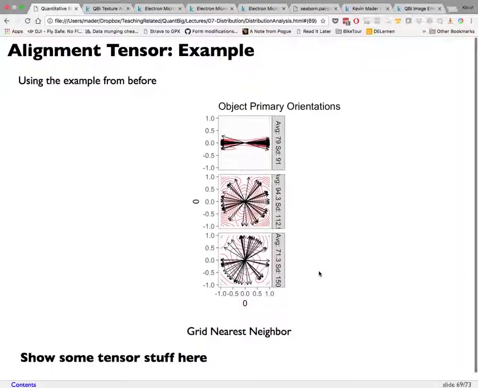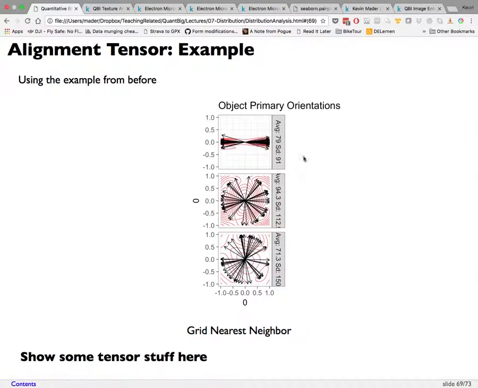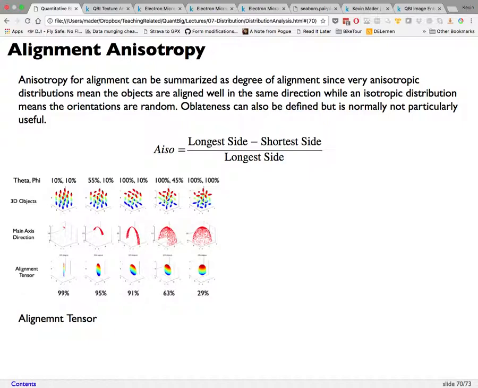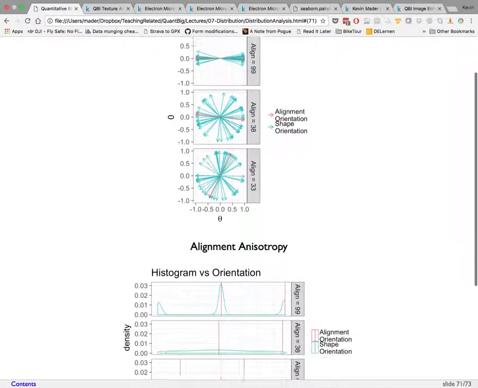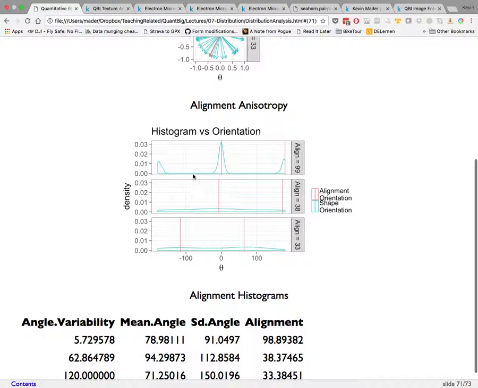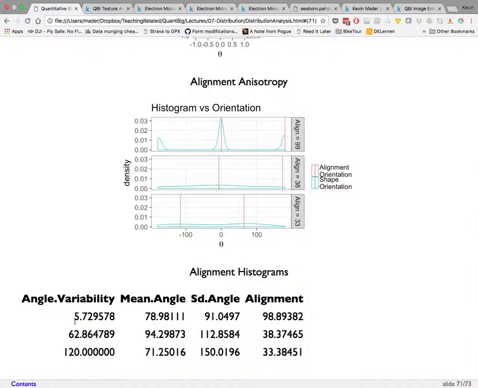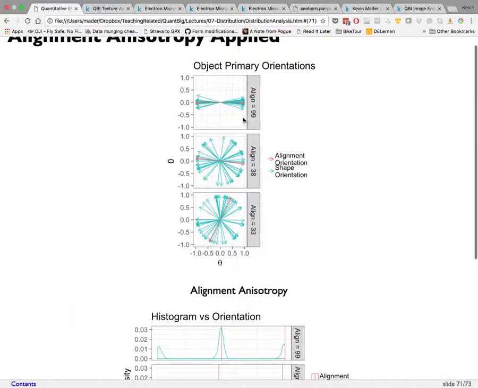So what you get for this is the anisotropy, where you take that tensor. Here's another couple of examples where you show the axis main direction, and then you measure the anisotropy of those systems. You can then show a histogram versus orientation, and calculate the alignment scores for each one of these systems. And you see that you go from having a 5, where the standard deviation of the angle itself is 91, to having the alignment being 98. And so you see that there's a massively higher alignment here than there is there or there.